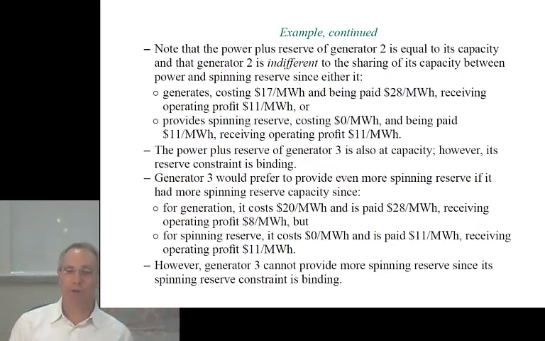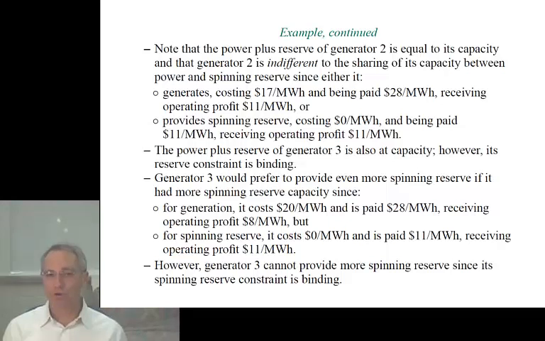Notice that the power plus reserve constraint of generator 2 is fully dispatched. It's equal to its capacity. Generator 2 is actually indifferent to the sharing of its capacity between power and spinning reserve. Because either it would generate, costing $17 a megawatt hour given its marginal cost, it would be paid $28 a megawatt hour, therefore receiving an operating profit of $11 per megawatt hour. Or it could provide spinning reserve, which doesn't cost it anything, it's paid $11 per megawatt per hour, and therefore also receives an operating profit of $11 per megawatt per hour.